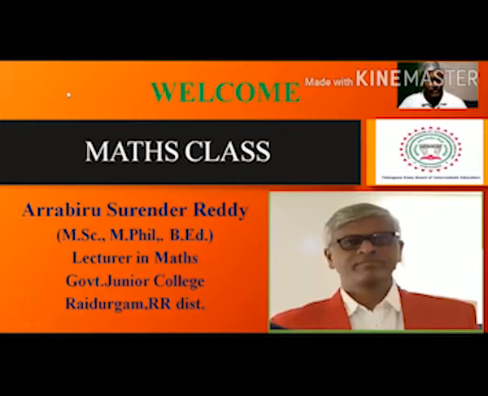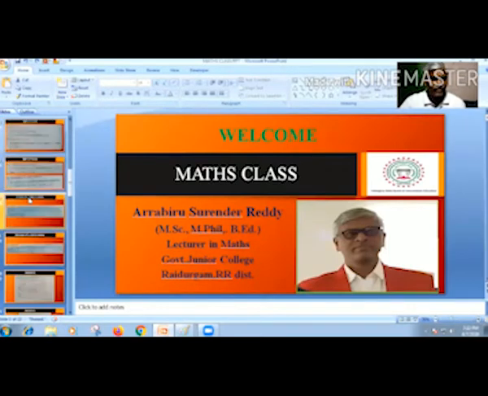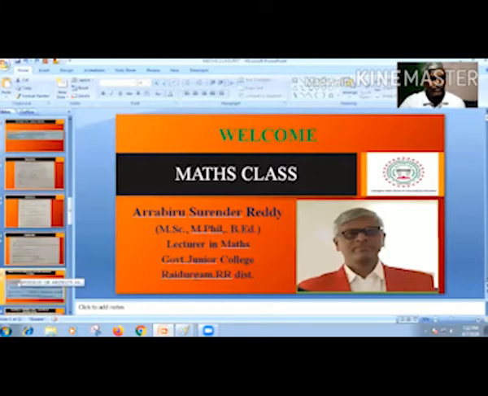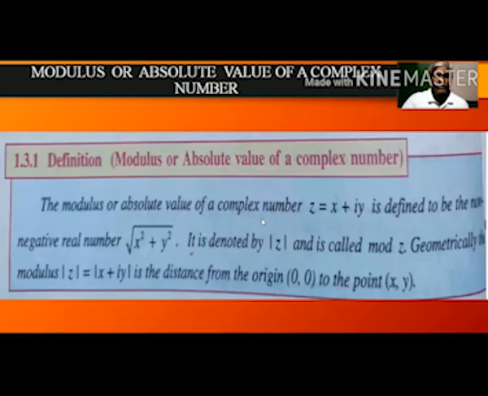Now let us learn another important concept in this chapter, that is the modulus of a complex number, which is very important in this chapter. Modulus or absolute value of a complex number. The modulus or absolute value of a complex number z equal to x plus iy is defined to be the non-negative real number under root x square plus y square.